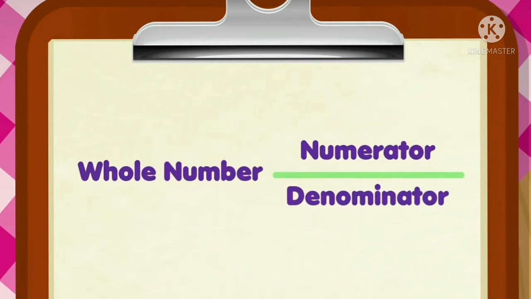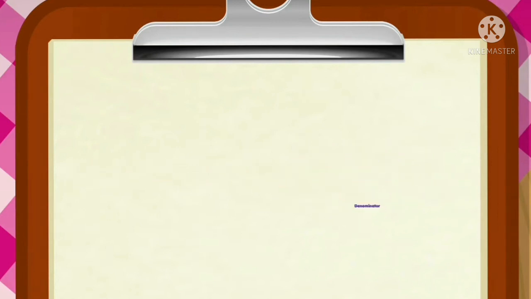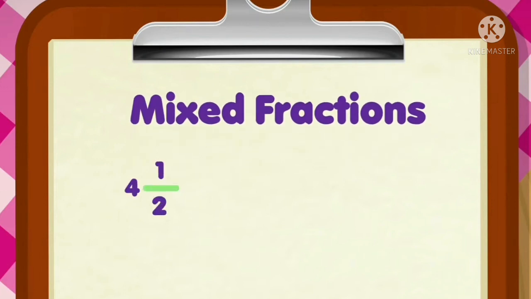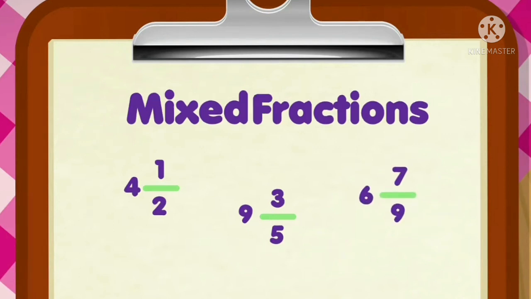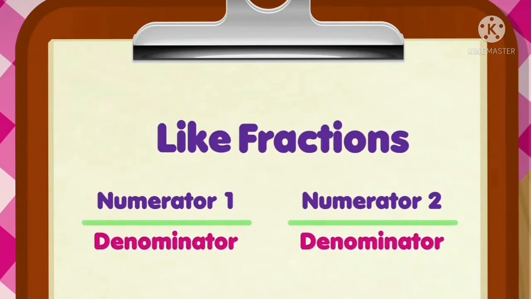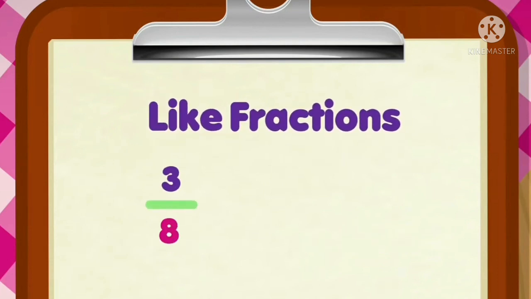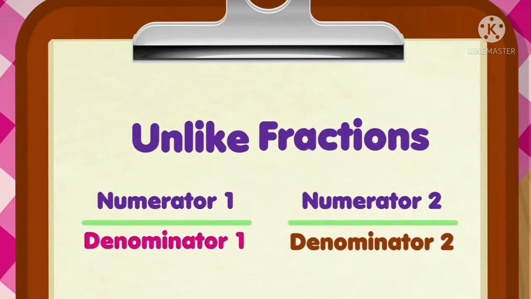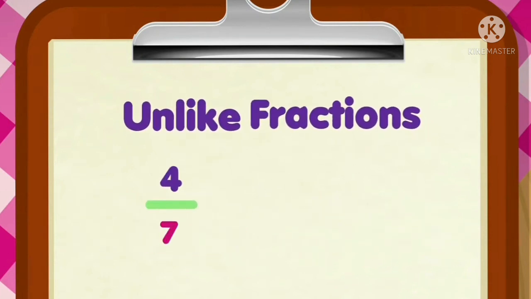A fraction which has a whole number together with a fraction is called a mixed fraction. Examples: 4 and 1 upon 2, 9 and 3 upon 5, 6 and 7 upon 9. Fractions with the same denominators are called like fractions. Example: 3 upon 8, 5 upon 8, 9 upon 8. Fractions with different denominators are called unlike fractions. Example: 4 upon 7, 5 upon 9, 1 upon 2.